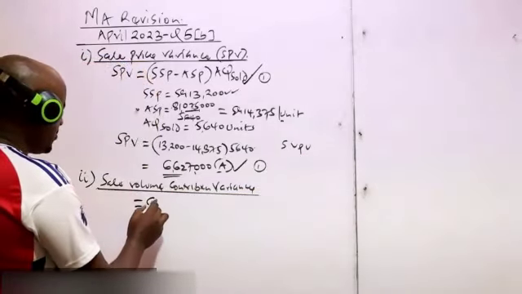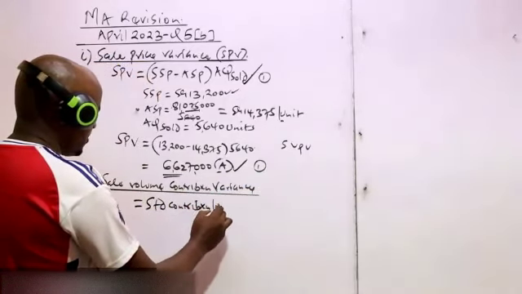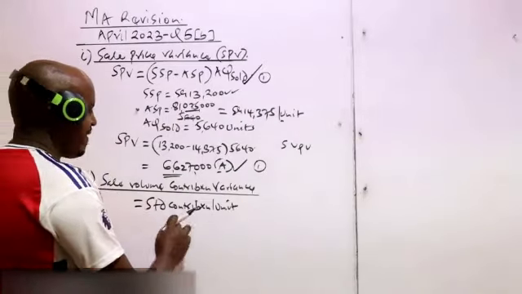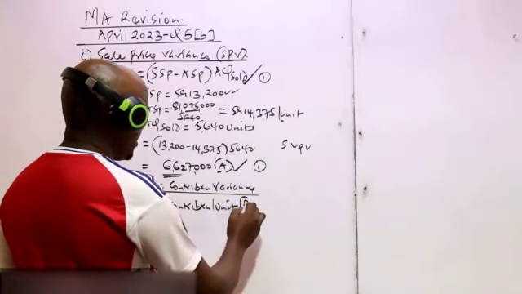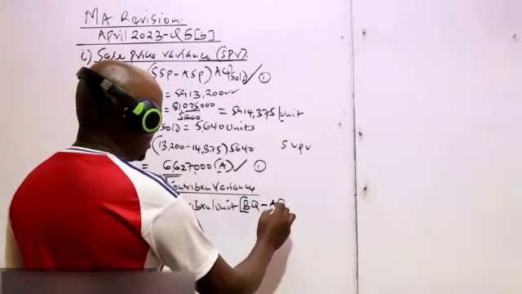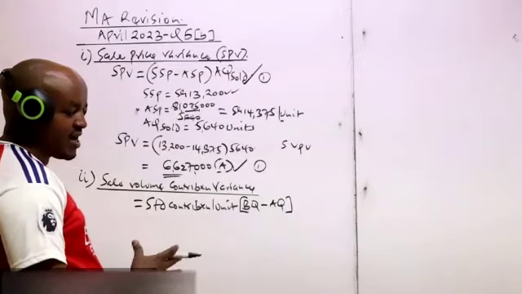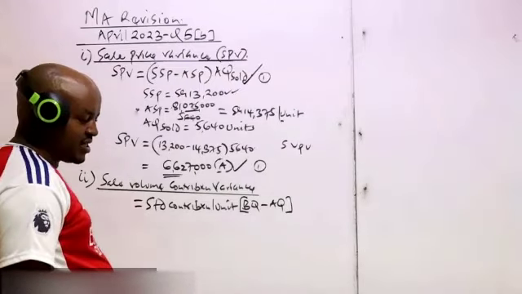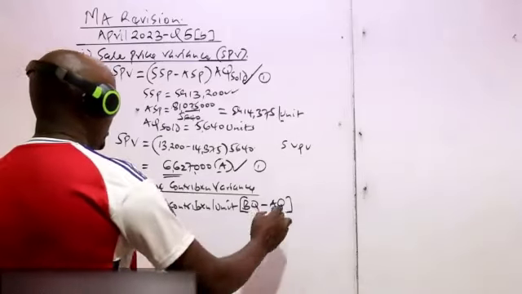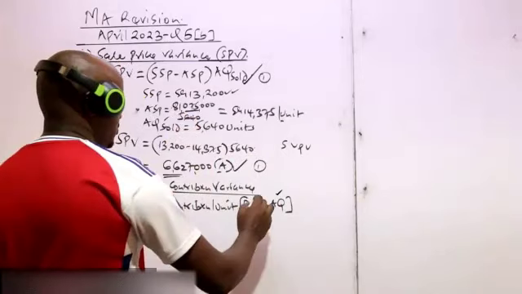So how do we compute this one? We take the standard contribution per unit, of which we now know how to compute the contribution, and then we multiply that by the budgeted quantity less the actual quantity, that is the actual quantity sold. That is basically how we get this one. In our case, we already have the actual quantity sold here.